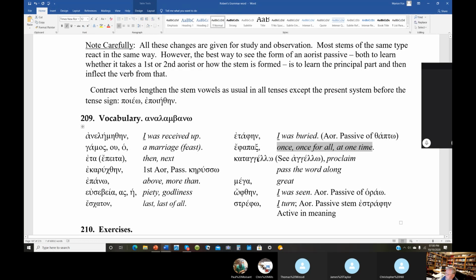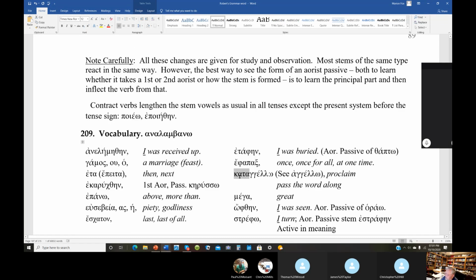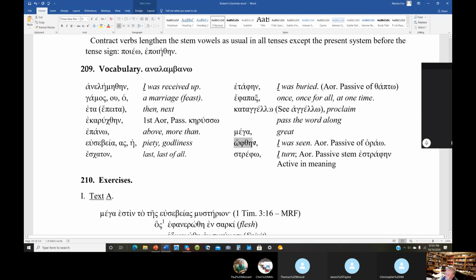Katangelo, the gamma is an NG sound. See, angelo is I bring a message, I proclaim. And so this is pass the word along or pass it down, see. But if God is doing it, it would come down from God. We'd think of it that way. Mega is a prefix in English now. It's a metric prefix, meaning a million, or it's the word great. A megaphone makes the sound greater. Phone is Greek for sound, and mega is great.